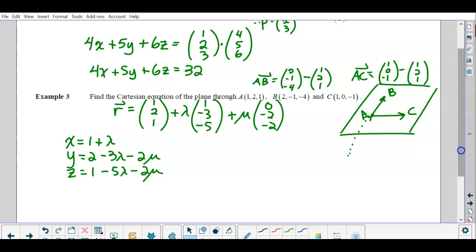Then, here, this one's already down to just lambda, so I could subtract these and get rid of mu. So I have y minus z is 1 plus 2 lambda.